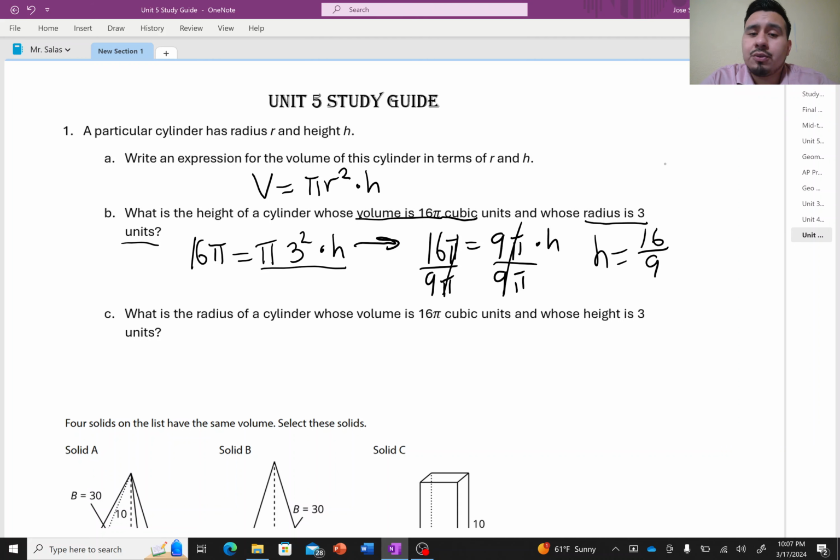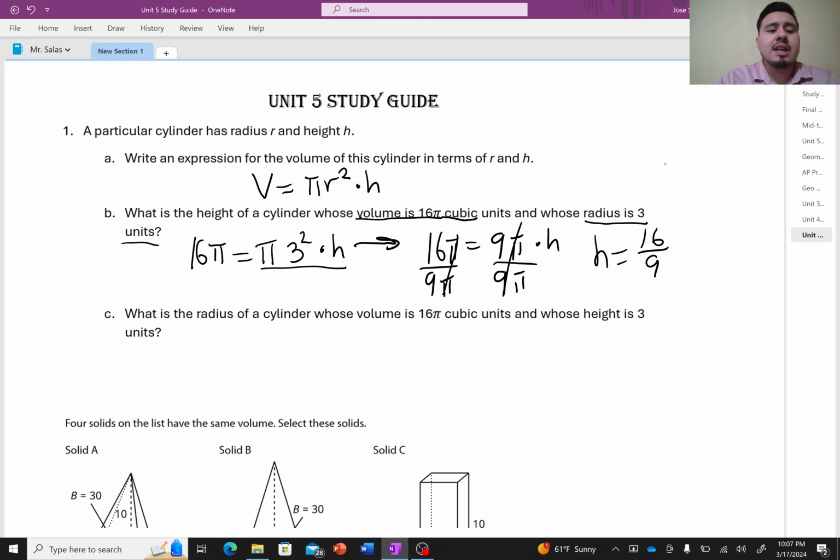Now, I left it as a fraction, but I would like for you to go ahead, type it into your calculators, and leave it with 1 decimal place. Okay, so I'm going to leave that for you to do in class. Type it into your calculator, 16 divided by 9, and tell me what the height is, okay?